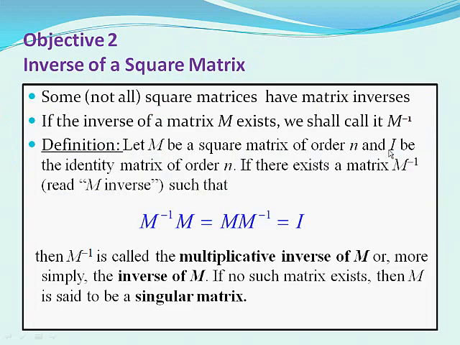Finding the inverse of a square matrix. Some, not all, square matrices have matrix inverses. If the inverse of a matrix M exists, we shall call it M inverse, or write it as M to the power negative 1. So M inverse is a matrix which you can multiply M by from the left as well as from the right, getting the identity matrix of the same size. Notice that I is the identity matrix. We call M inverse the multiplicative inverse of M. If the inverse doesn't exist, we call that matrix a singular matrix.